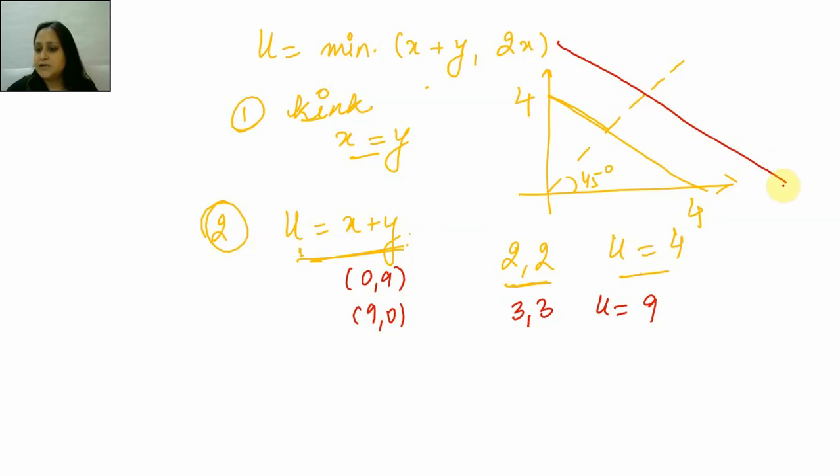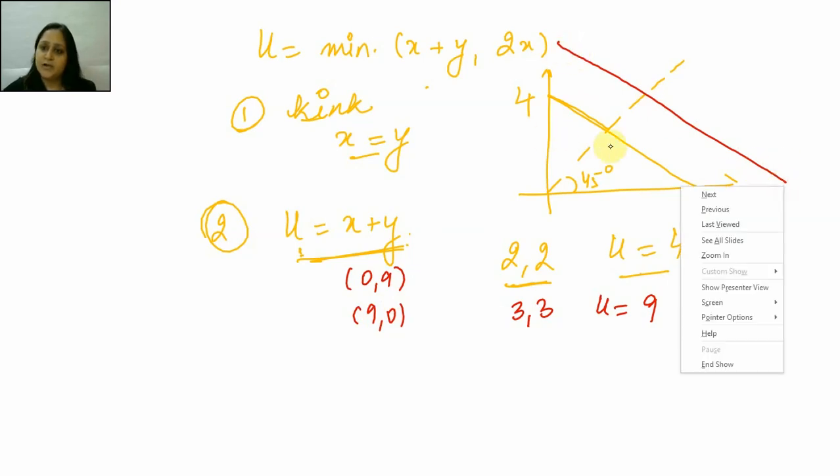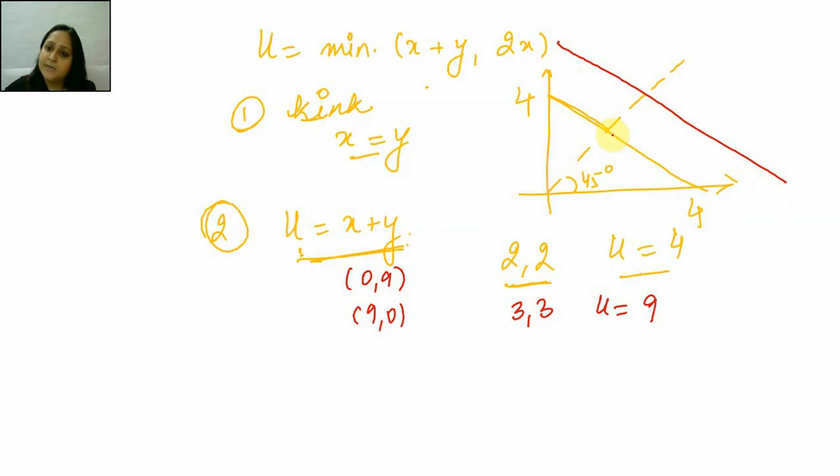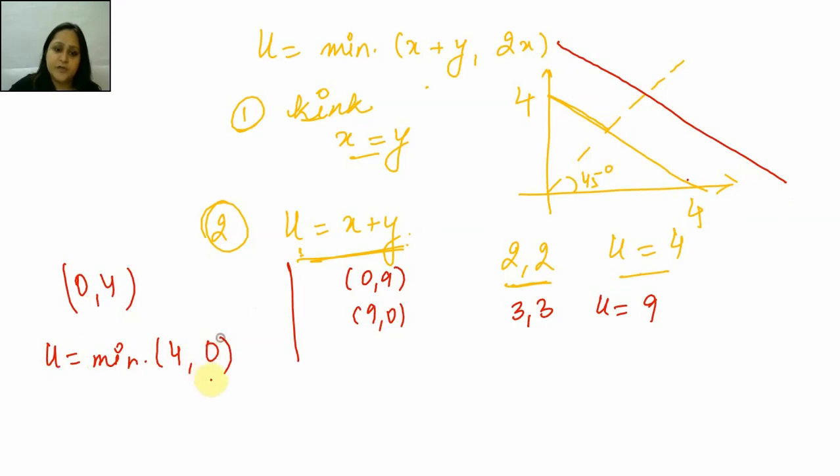So either 9,0 or 0,9. Now I have to figure out whether this line is being accepted or this one. It's simple. Let me take point like 0,4 first. I put 0,4 into the utility. It's a minimum of 0,4: 0 plus 4 is 4, 2 into 0 is 0. Minimum of this is 0. It's not 4. This means this part is automatically rejected.